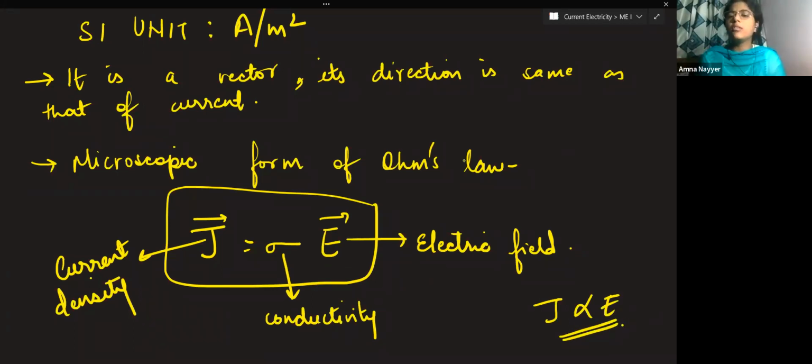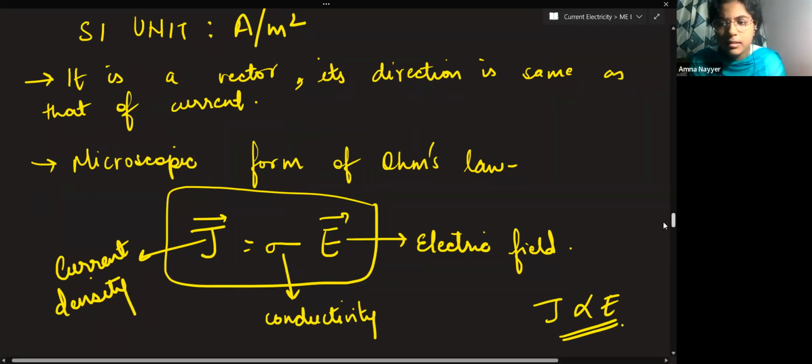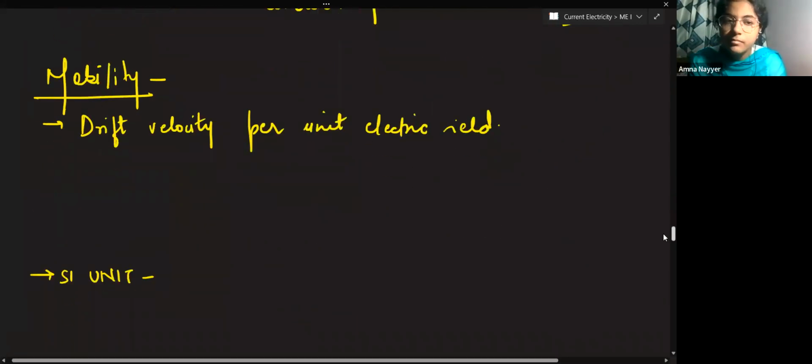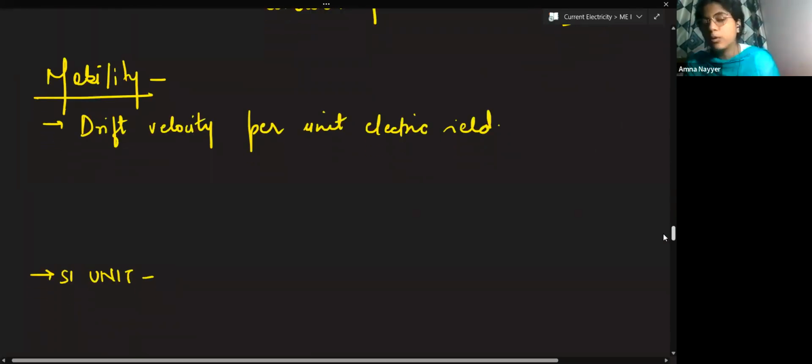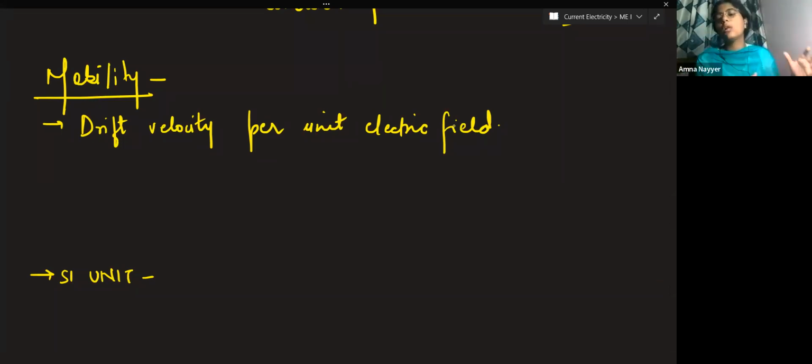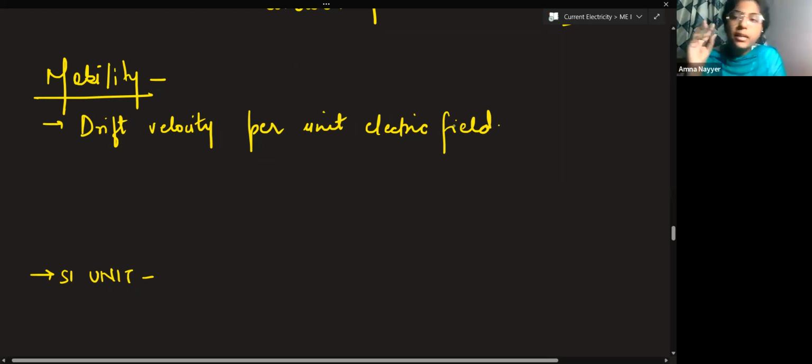Expressions can be modified in this way. And one last thing, that was the quantity, mobility. Then we'll move on to a different topic that is very important. But before that, let's end with mobility also. Mobility is basically drift velocity. You've studied drift velocity was the average velocity with which all the electrons used to drift towards the positive terminal of the battery. So mobility is drift velocity divided by electric field.